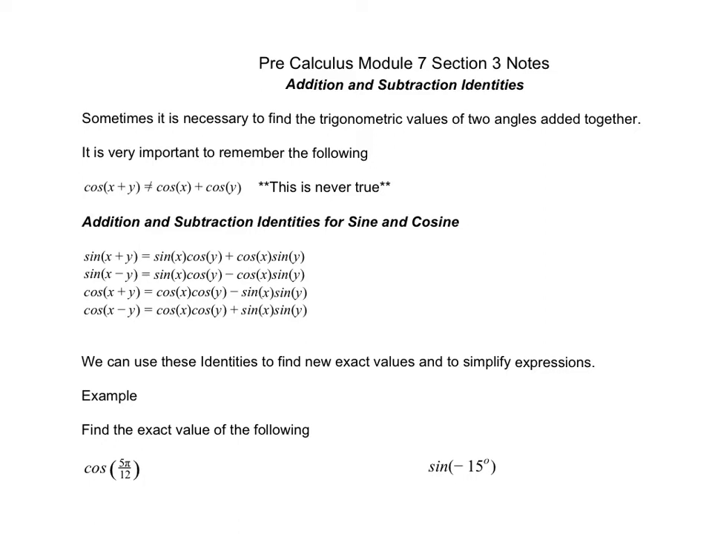One of the most important things to remember in this section is that cosine of x plus y does not equal cosine of x plus cosine of y. This is never true. So when we're doing addition of two angles, we want to use our identities. Sine of x plus y is equal to sine of x times cosine of y plus cosine of x times sine of y. And you can read the other ones on your own.